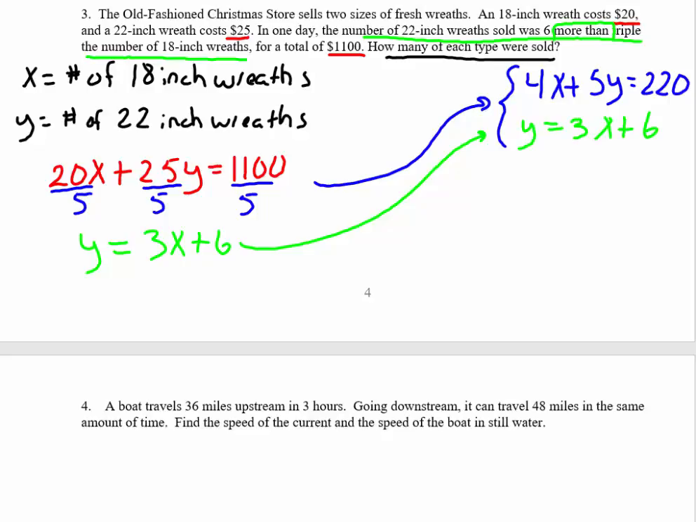So again, I'll let you finish these problems and I'll give you the answers. We had 10 of the 18-inch wreaths and they had 36 of the 22-inch wreaths.